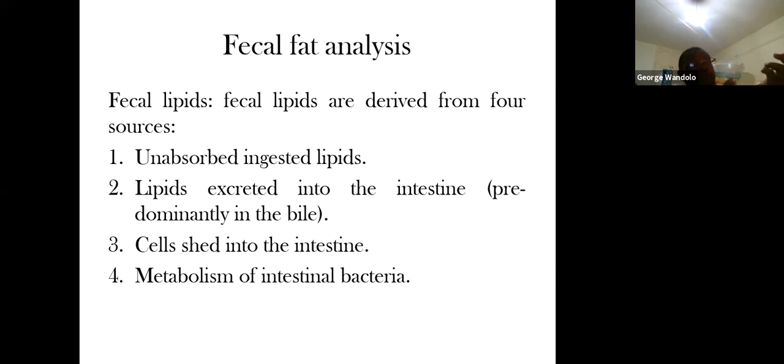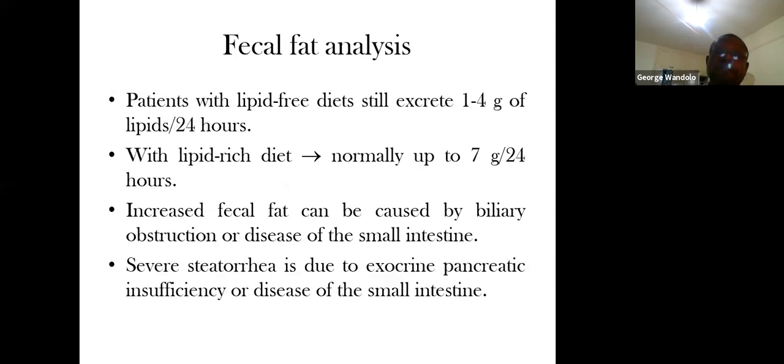We can also do fecal fat analysis, okay? In fecal fat analysis, we have fecal lipids, which are derived from 4 sources. The fecal lipids are the unabsorbed ingested lipids. We can also have lipids excreted into the lumen, predominantly in the bile. Then we have cells that shed into the intestine, and we also have malabsorption or metabolism of bacteria. So these are the sources of fecal fat.